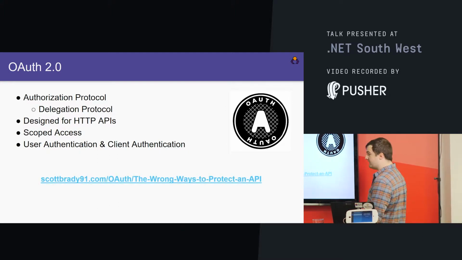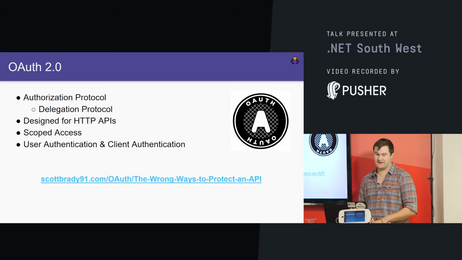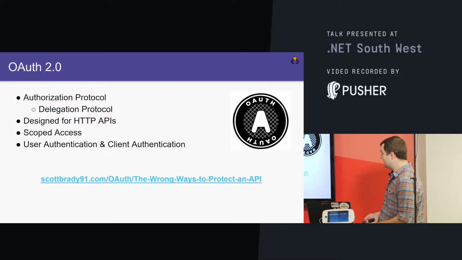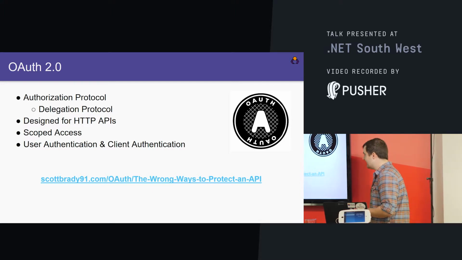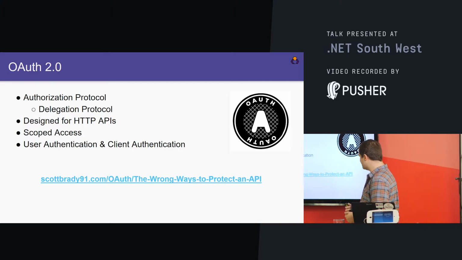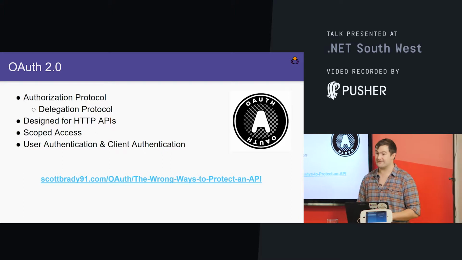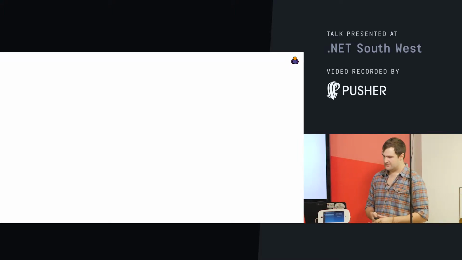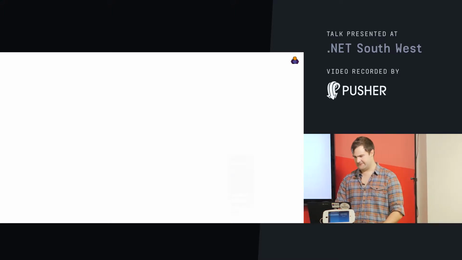I'm not going to talk about why we don't use things like cookies for APIs, or maybe even API keys or credential sharing, mainly because I want to keep it focused today. So check out my article, The Wrong Ways to Protect an API, for reasoning around that.